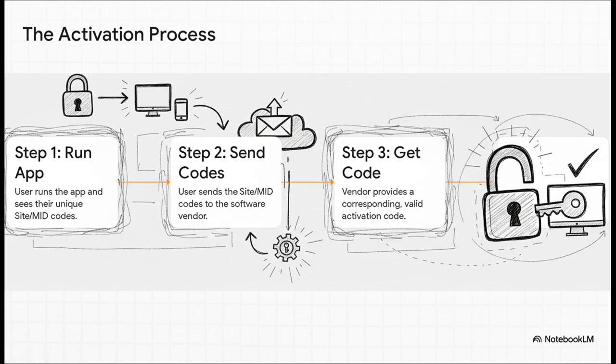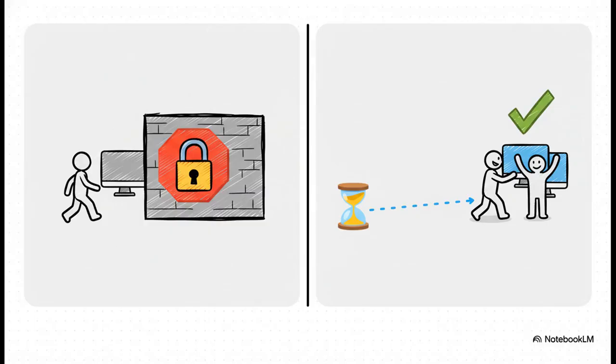It's like a secure digital handshake. Now, by default, that activation is required right away on the very first run, but you don't have to force users into a buy before you try situation. By just enabling demo mode, you can give them a fully functional trial period, which lets them really kick the tires and evaluate your software before they commit.